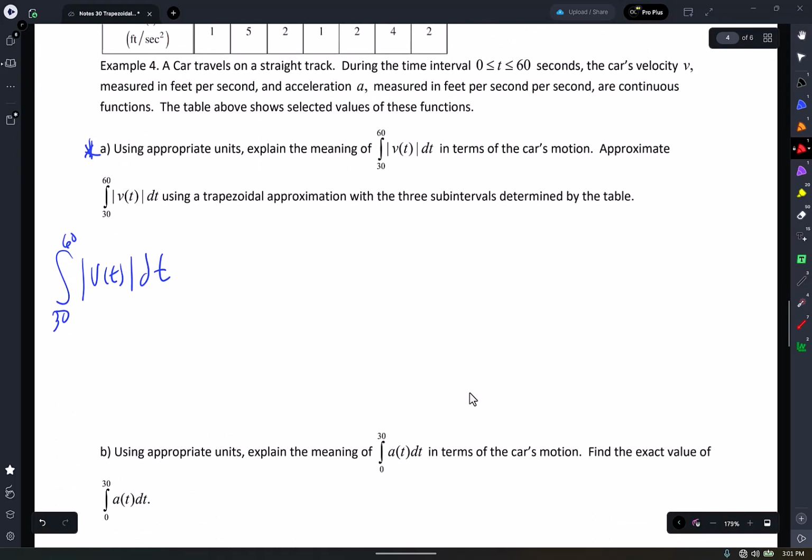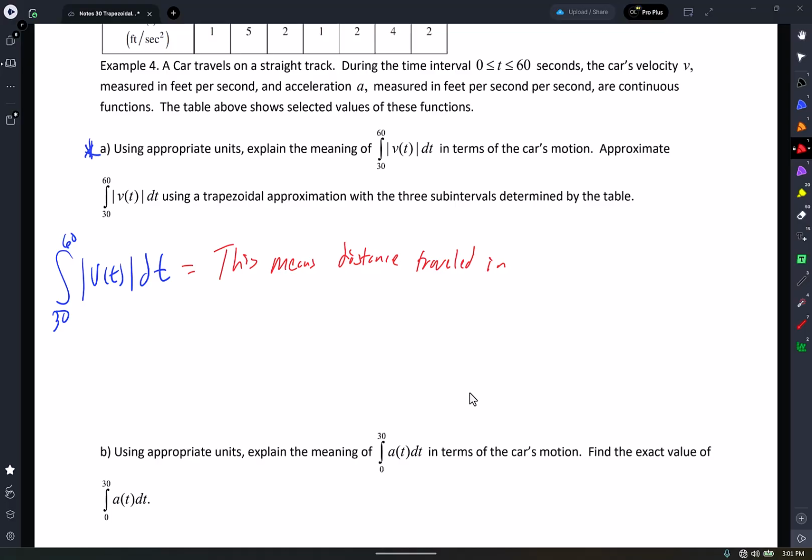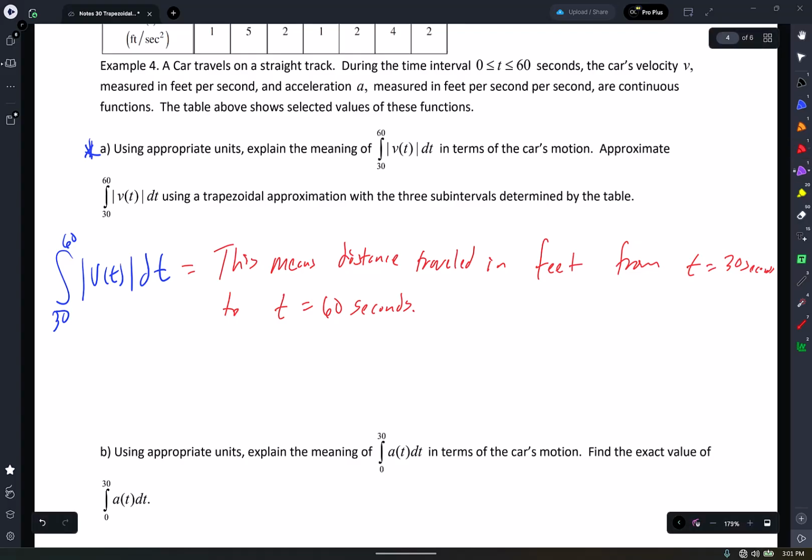So here it is. So this means distance traveled in feet from t equals 30 seconds to t equals 60 seconds. You could also set it differently: it's the distance traveled in feet on the interval t equals 30 to 60 seconds. As long as you say it correctly, you're good. Cool? All right, here we go.